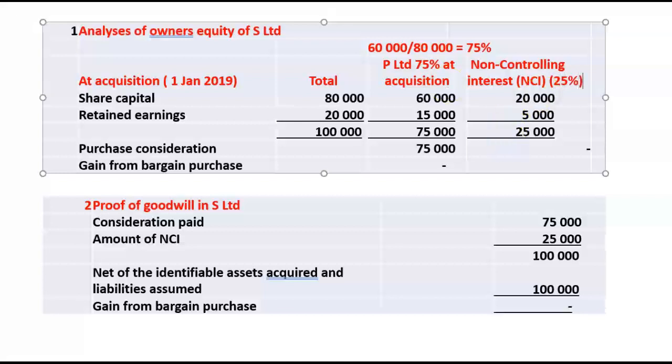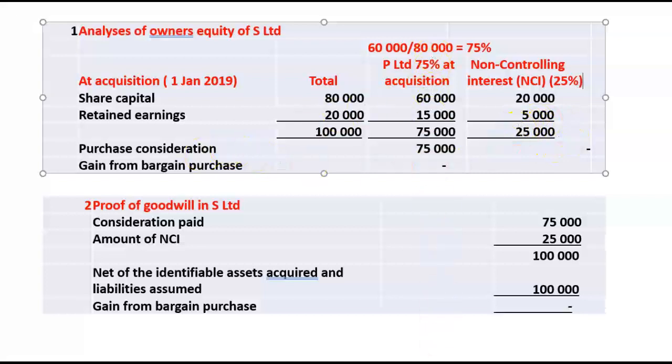Right. The same thing, retained earnings. We didn't acquire the full 20,000, we only acquired 75% of the 20,000, which is 15,000, and then the other 25% is owned by the non-controlling interest, 5,000 Rand. So the total equity and reserves of S Limited was 100,000, of which P has acquired 75,000, and the non-controlling interest actually owns 25,000 Rand.